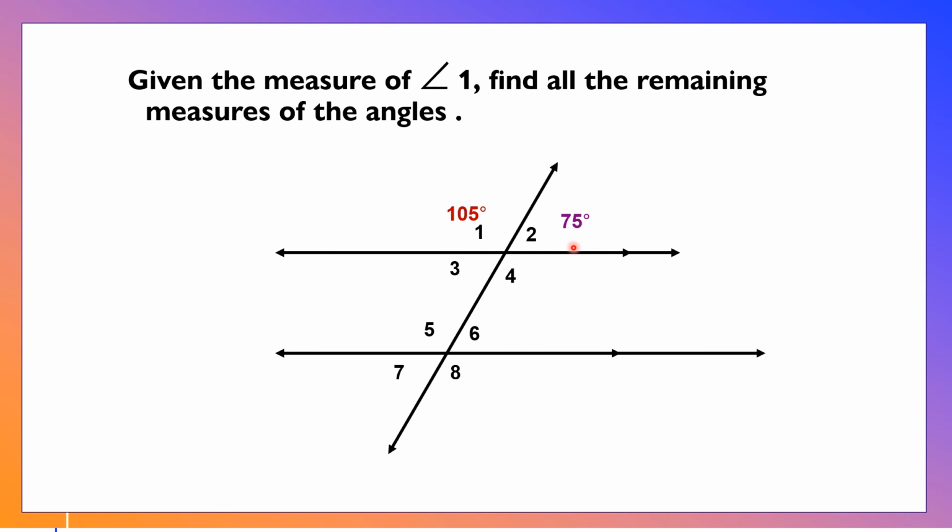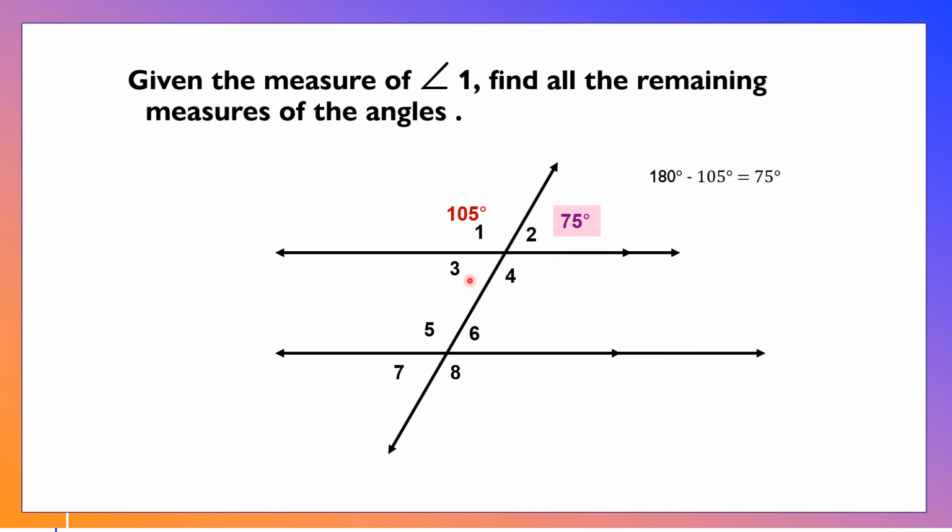So bakit siya 75 degrees? Since angle 1 and angle 2 are linear pair, pag sinabi nating linear pair, supplementary sila. That means the sum is equal to 180 degrees. So 180 degrees minus 105 degrees, the result is 75 degrees. Kaya angle 2 is 75 degrees.